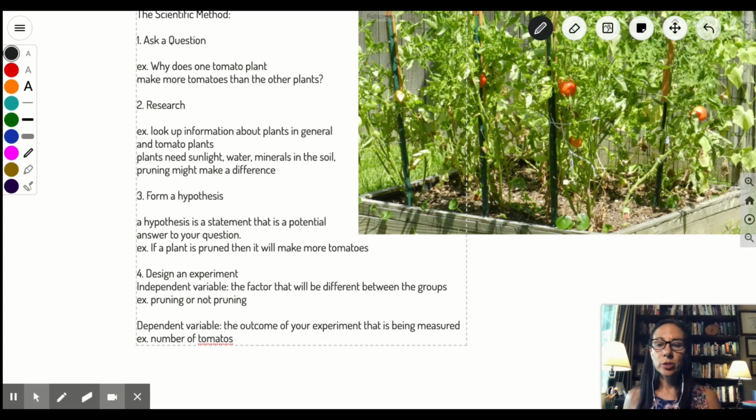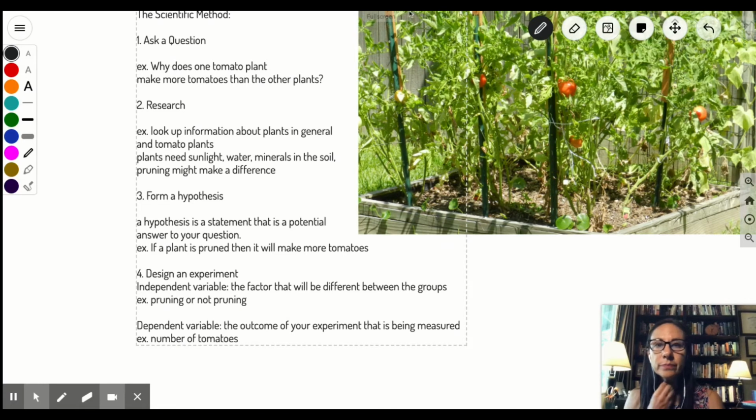Okay. And so there are lots of things that I could measure. I could measure how tall the plants are, or I could measure how red the tomatoes are or how big the tomatoes get. But you have to determine what your dependent variable or variables will be before you do the experiment. And for my experiment in this example, I'm deciding that I am going to do the number of tomatoes.